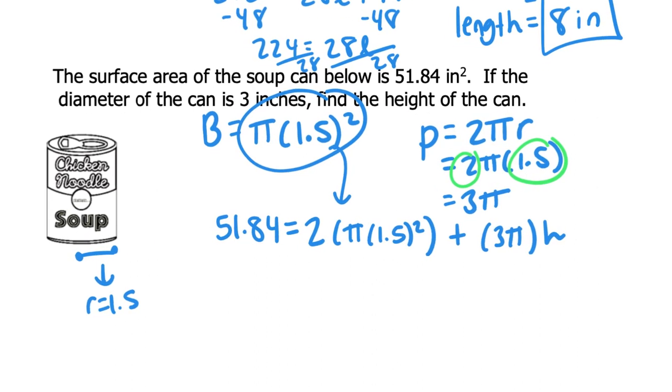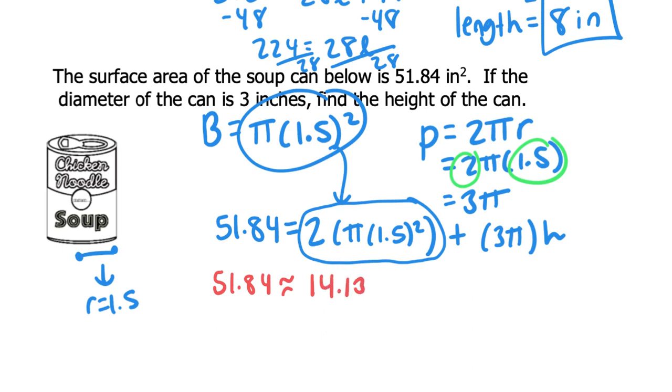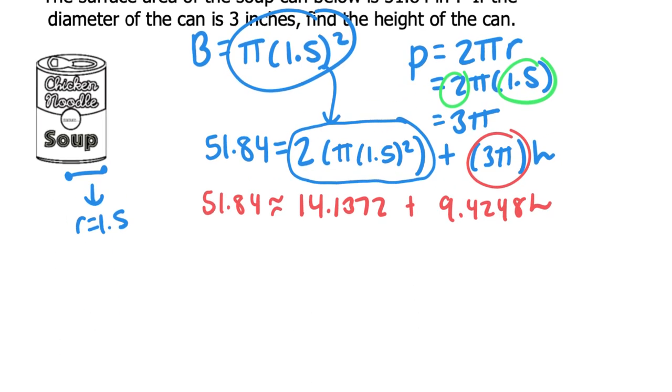So you can, at this point, figure out approximately what this equals. If you type that in the calculator, you should get, I think it's about 14. I'm going to write down a few digits here. 1372. Type this in the calculator. 3 times pi is about 9.42. And then you just want to solve that. So just subtract this from both sides.